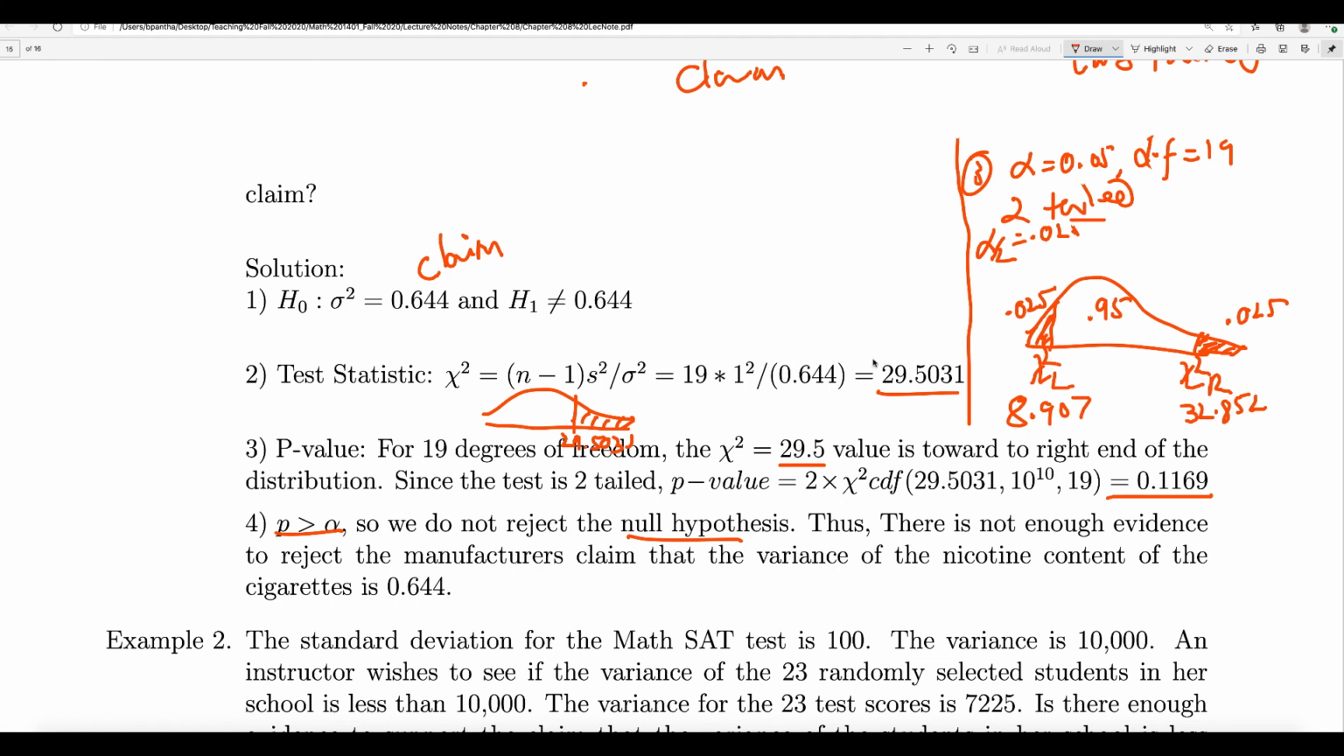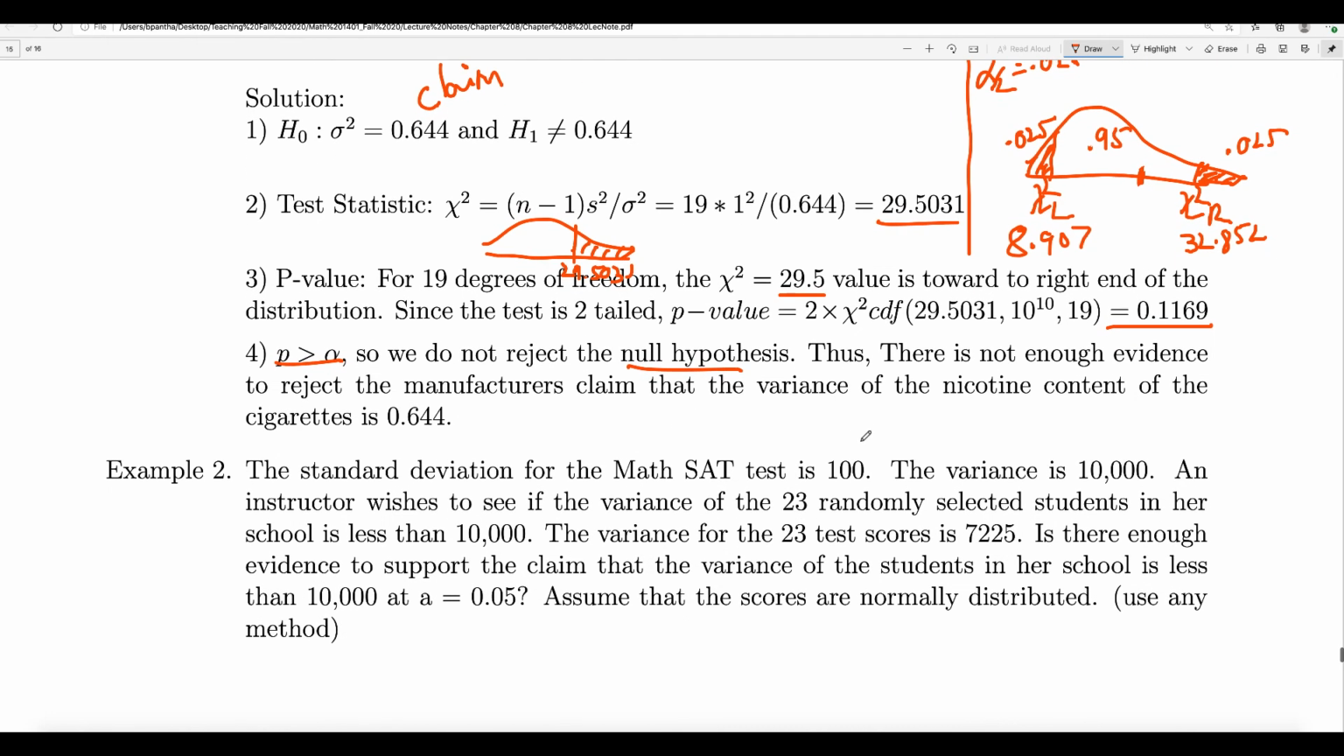So now look at this. Does 29.50 fall in the shaded region or not? It falls in the not shaded region, because anything bigger than 32 falls in the shaded region, and anything smaller than 8 falls in the shaded region. So this will fall somewhere here, right? 29.50. Since the test statistic does not fall in the critical region, we do not reject the null hypothesis. That is exactly the same thing.